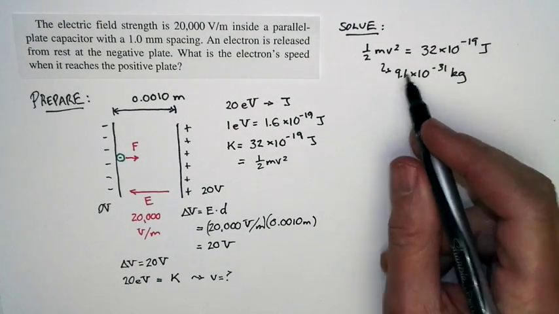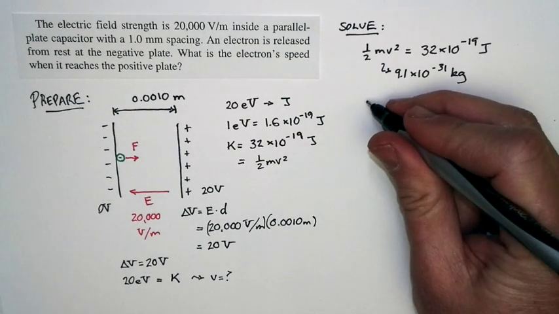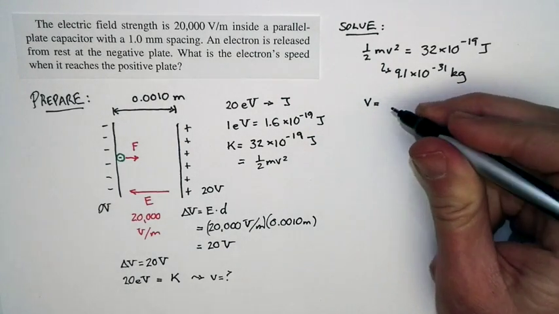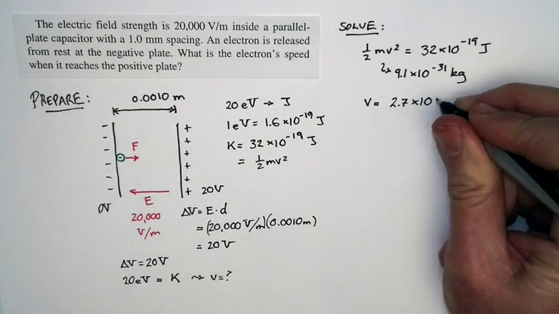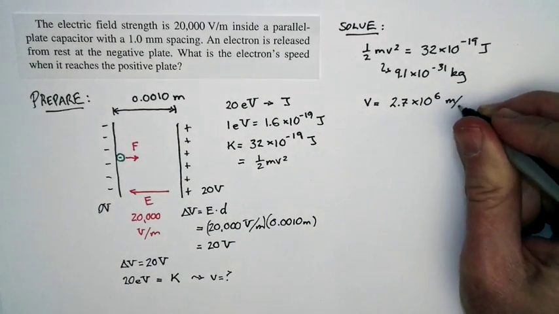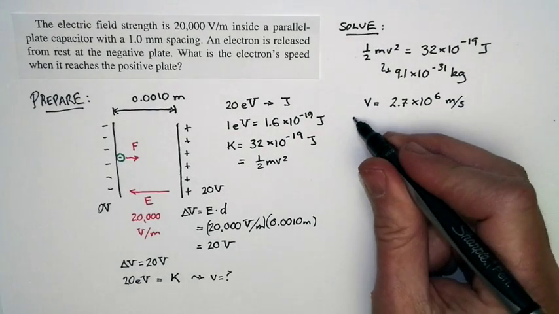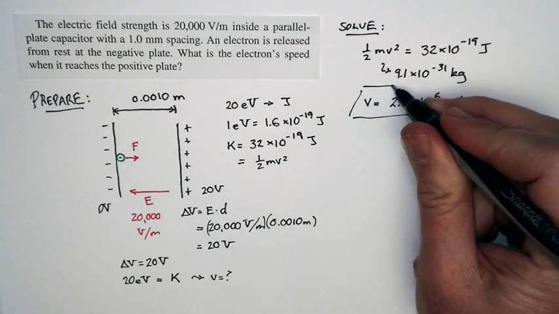As a matter of fact, we can just take this. We know everything in this relationship except for the speed. And if we solve for it, we get a speed of 2.7 times 10 to the 6th meters per second. That's just shy of 1% the speed of light.